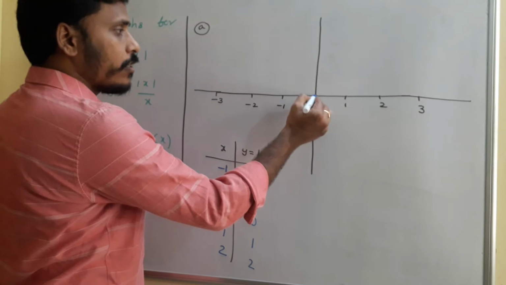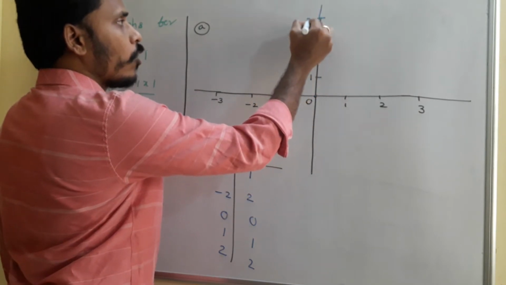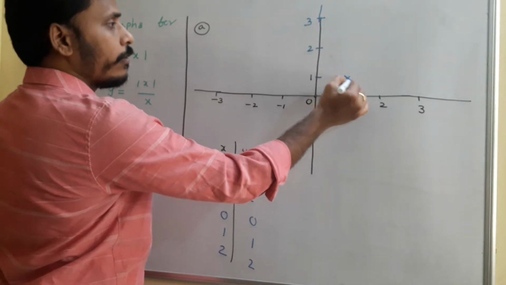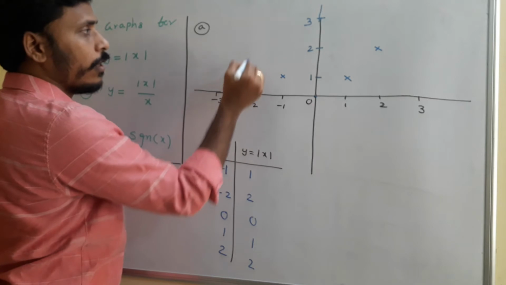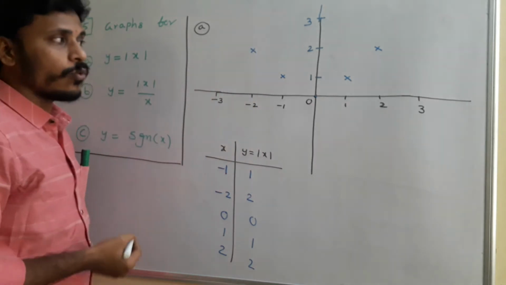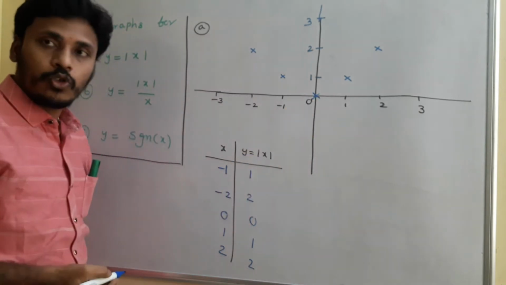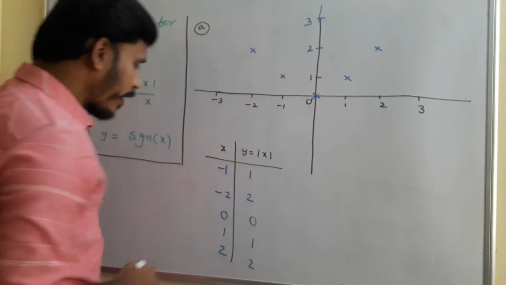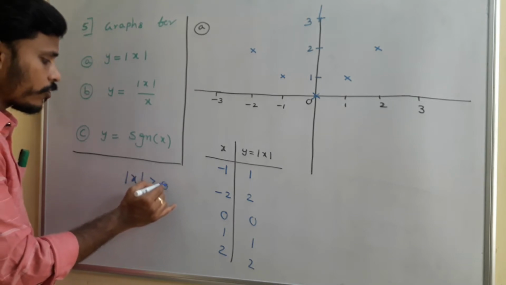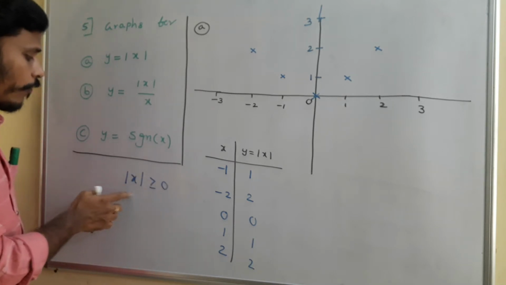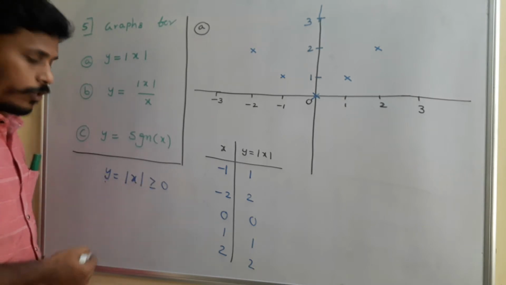So x is 0, y is 0 here. You just take 1, 2, 3, okay. So x 1, y 1; x 2, y 2; x minus 1, y 1; x minus 2, y 2. Like that we need to continue, with x 0, y 0 one point here also. And always identify that modulus of x is always greater than or equal to 0. Modulus of x is simply y here, so this y is always greater than or equal to 0.